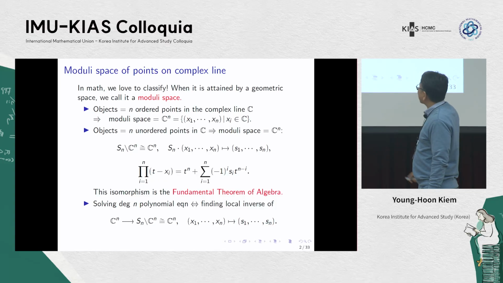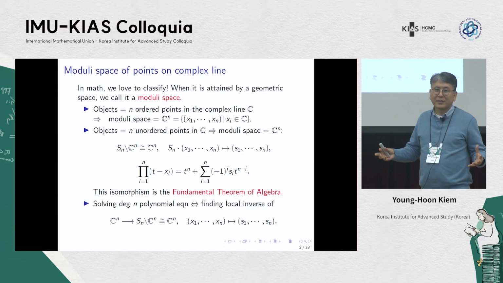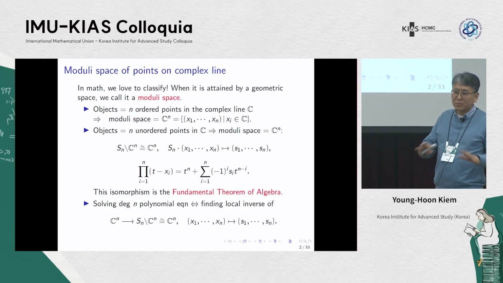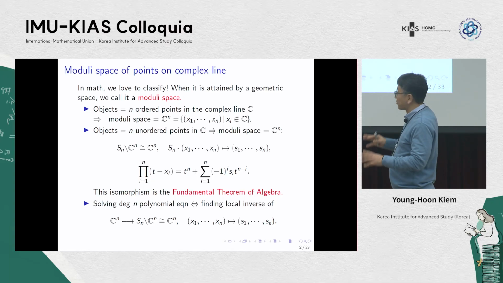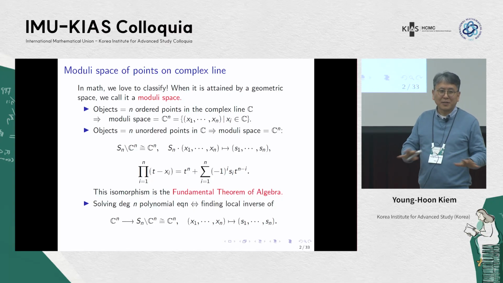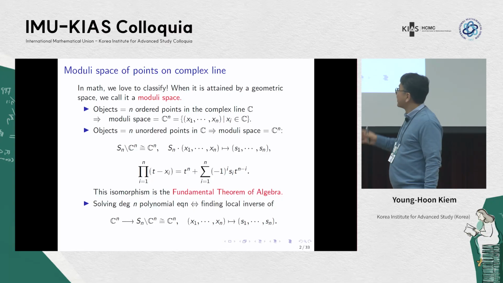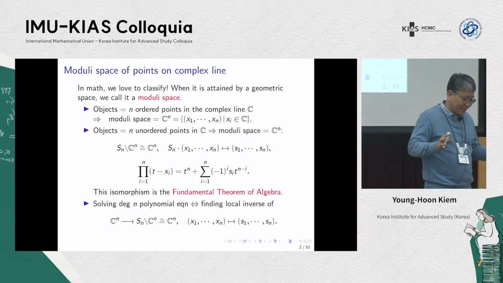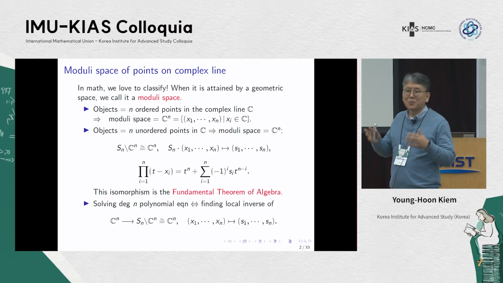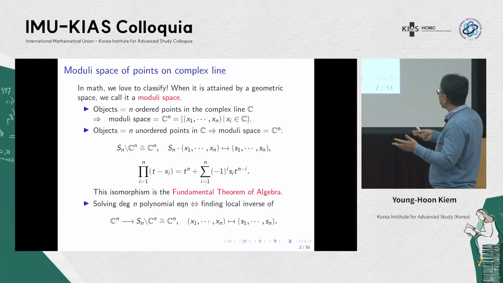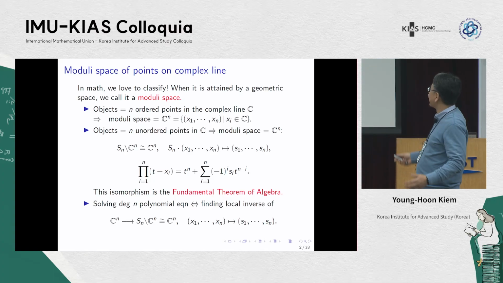Okay, so in math, classification is always a fundamental issue, and we all love to classify. When the classification is attained by a geometric space, we call the geometric space a moduli space. So here's an example. Suppose you want to classify n ordered points in the complex line, C. I call the set of complex numbers the complex line because I like complex numbers. If you prefer real numbers, you would call it the complex plane, right? But I always call it the complex line.